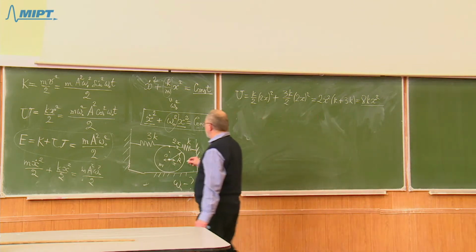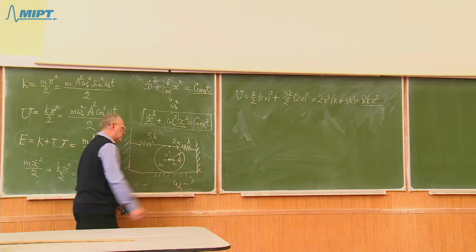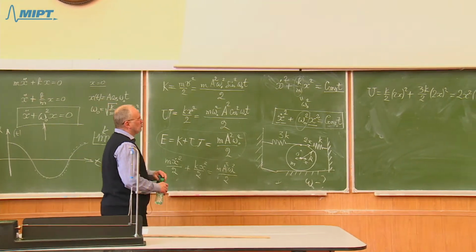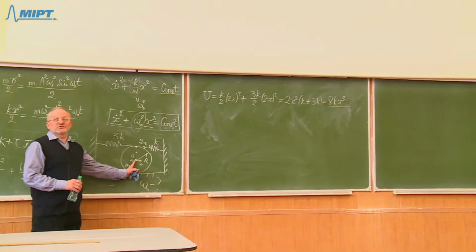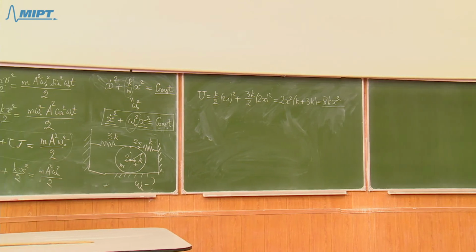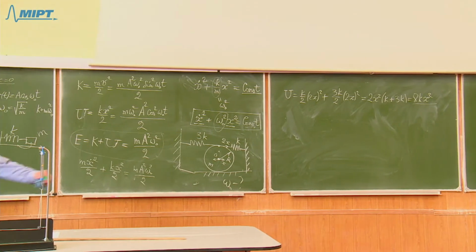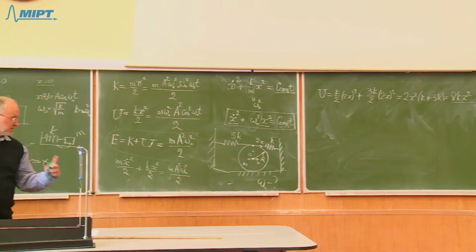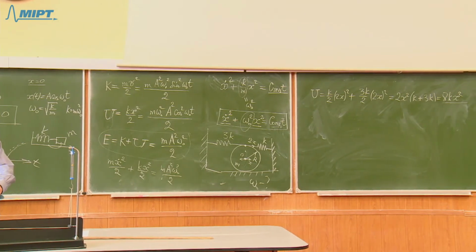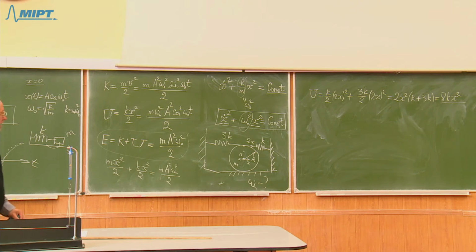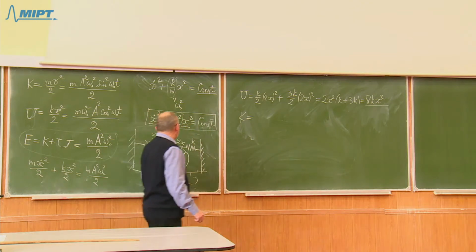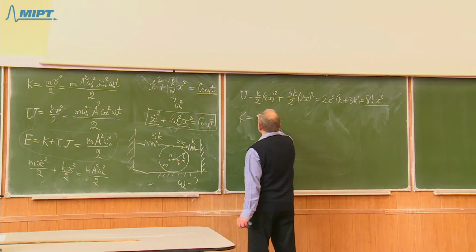Now, kinetic energy. The kinetic energy of the moving disk will consist of two parts: the energy of motion of the center of mass and the kinetic energy of rotational motion, because the disk both rotates and moves translationally, that is, rolls in such a way that its center of mass moves. So the kinetic energy of this disk will have two parts. First, the kinetic energy of motion of the center of mass.